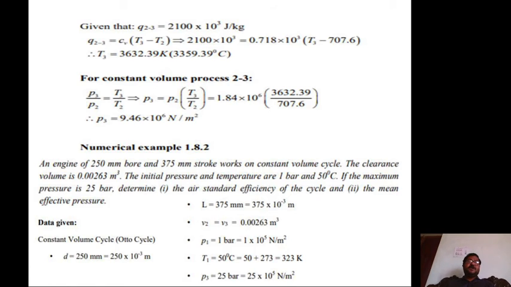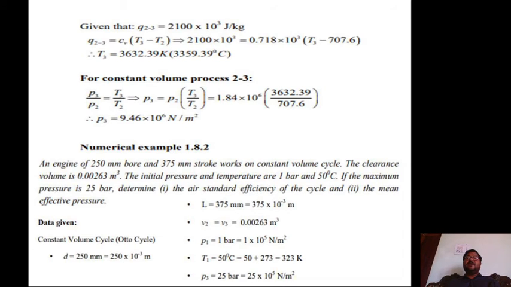And then we will discuss another problem in the same cycle. This one is an engine with a 250 bore diameter given, and also a 375 stroke length given. If you take the cylinder from the top dead center to the bottom dead center, whatever the length is, that is the stroke length.